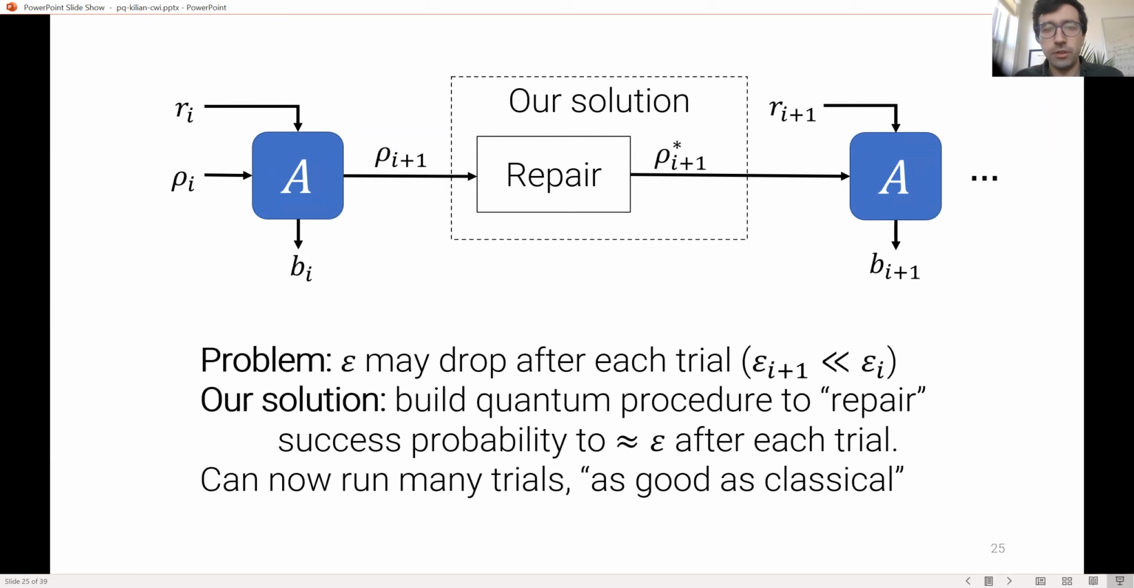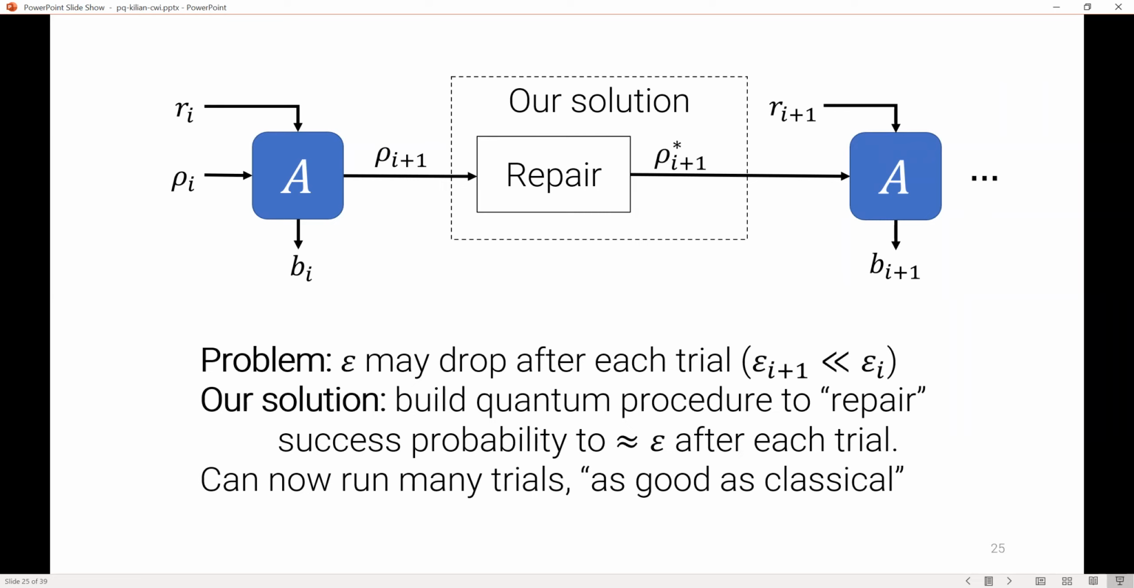Okay, so for the rest of the talk, I'm going to explain how this repair procedure works. But for now, I want to ask, is it clear why this repair procedure solves the problem? So do you need any property from rho I+1 and rho star I+1? The only thing that we care about is that it causes the adversary to produce an accepting response with high enough probability. So we don't need them to be indistinguishable or anything like that. No, nothing like that.